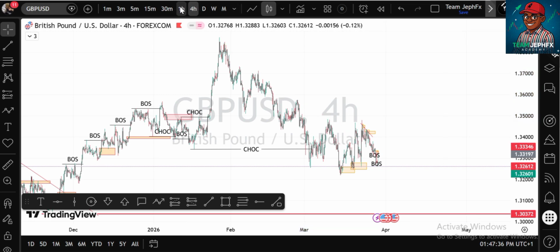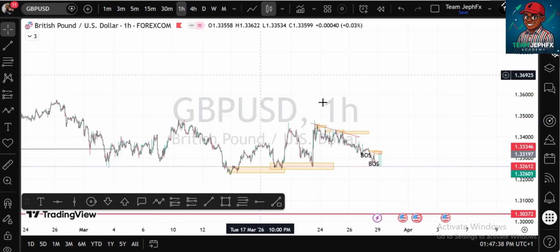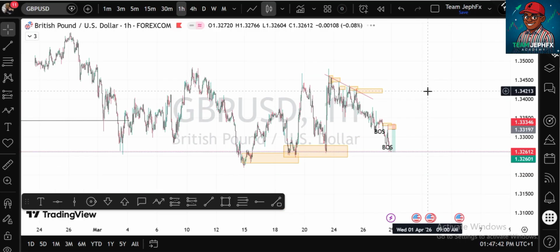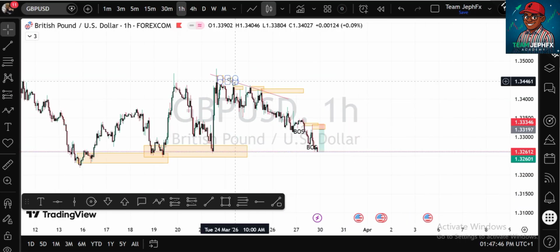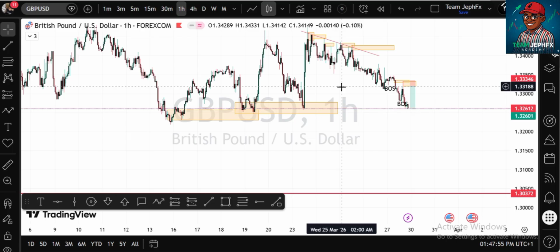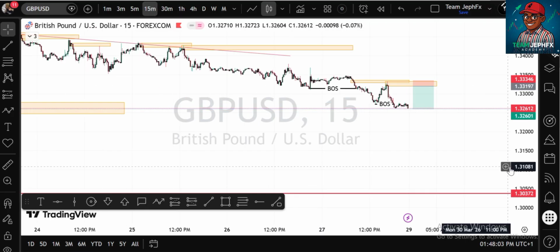Well, let's go to my 1 hour time frame. On the 1 hour time frame, you can see that we also have a mini trend there, which is also more of a sell. So what I'm basically looking for here is either a change of character to the upside, or I just maintain the downside. So presently, my outlook is still for the downside, which is on the 15 minutes time frame.